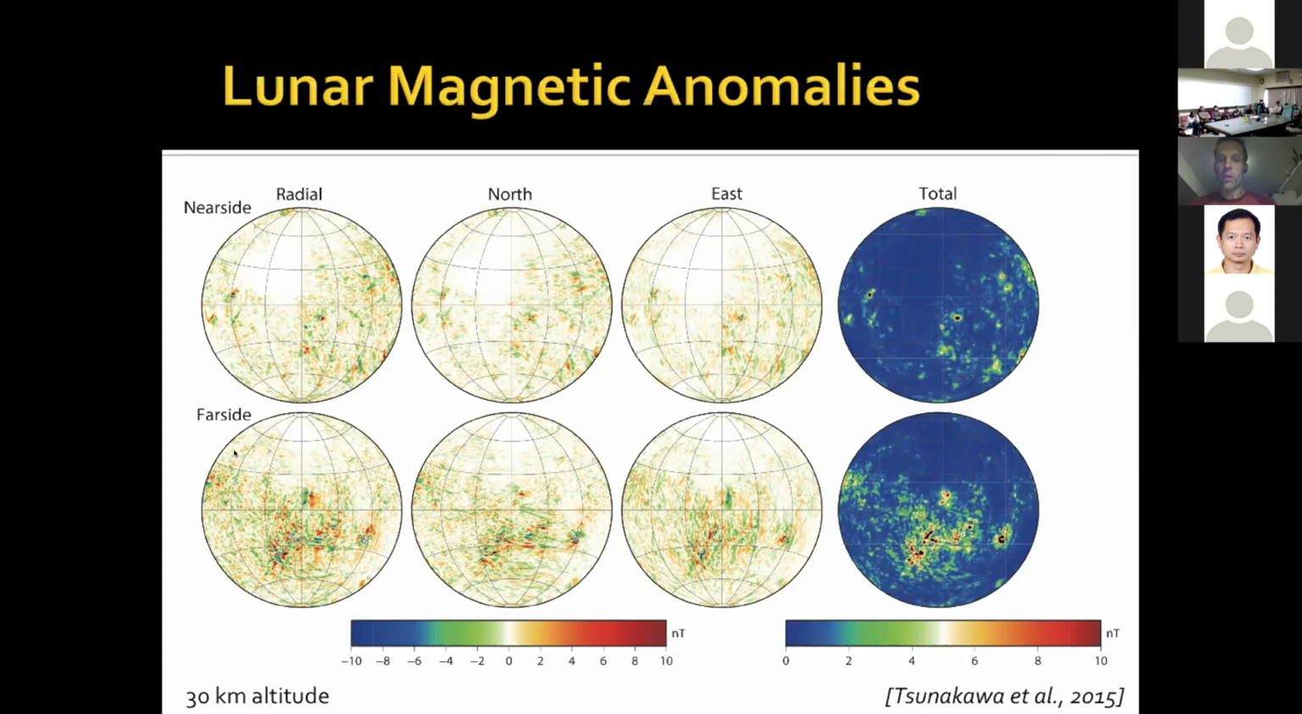Those fields are very weak. You can see that the scale here is 10 nanotesla at 30 kilometers altitude. So you guys are sitting in a field of about 50,000 nanotesla right now. So compared to Earth fields, these are very, very weak. They're also very inhomogeneous. You can see that the polarity goes from red to green and red to green all over the place. So the fields are very inhomogeneous, pointing in different directions, at very small scales.